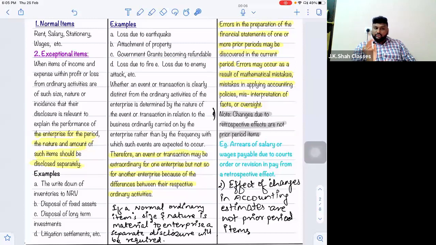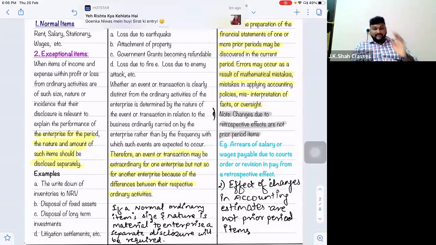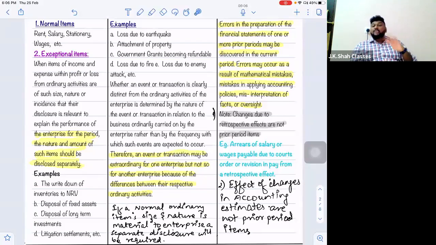Your salary can also be considered as an exceptional item if the amount of the salary paid during the year is too big. Means if your total expense for the year is 10 lakhs, and you have paid 4 lakhs salary only in that. So 40% of your total expense is salary. Can I say the amount is huge? So even salary will be requiring a separate disclosure. Even salary is a normal item, but since the amount is too high, you can give a separate disclosure for salary also.